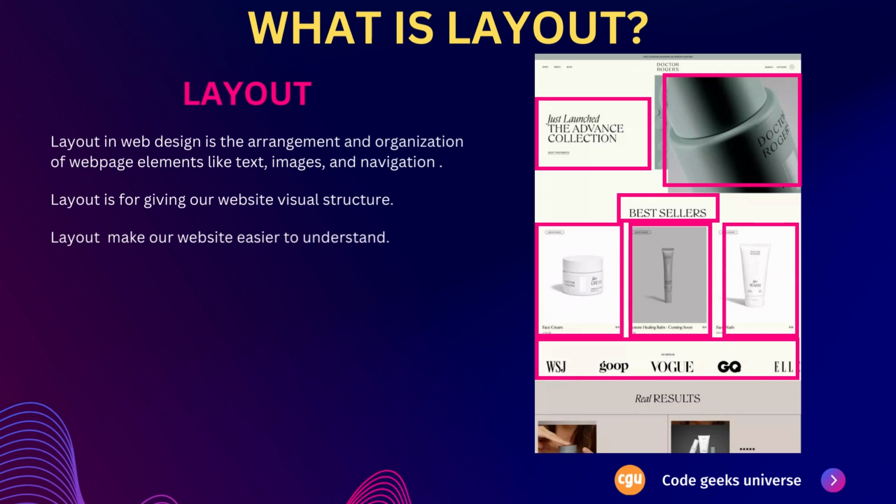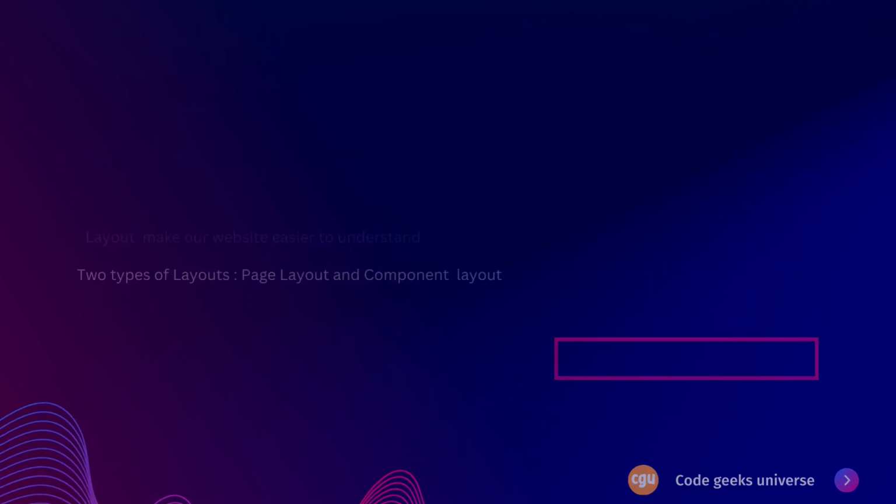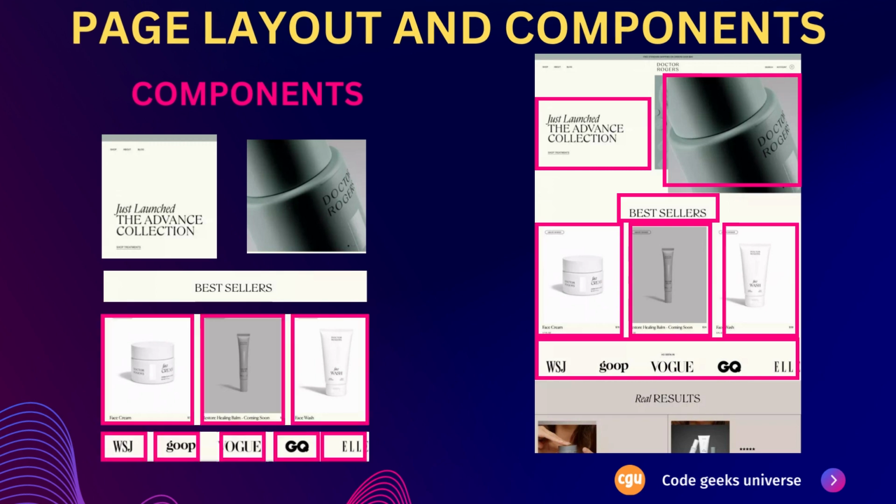There are basically two types of layouts: page layout and component layout. Page layouts decide how significant content pieces are arranged on a web page or website, and these larger page layouts are made up of components, each of which needs its own layout. Components, which are made from smaller pieces of content, also need to be arranged nicely.